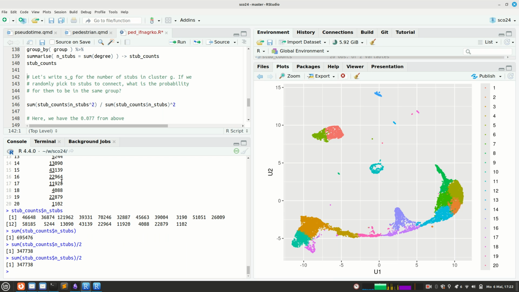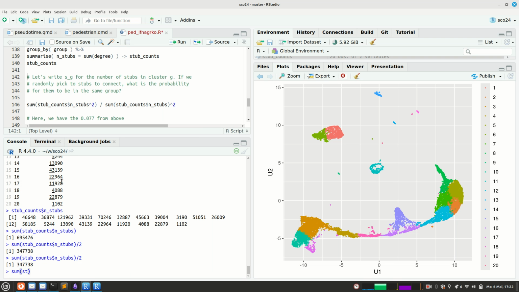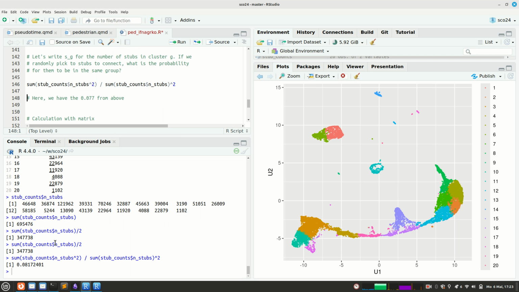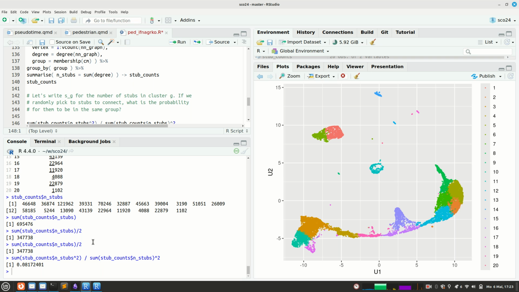Now I have 347,000 edges, which is what I had before, and I ask how many of these edges are connections between vertices within each group. And for this, I now have to say, wait, some stub counts 0.77, 0.08. This is from above. Stub counts.